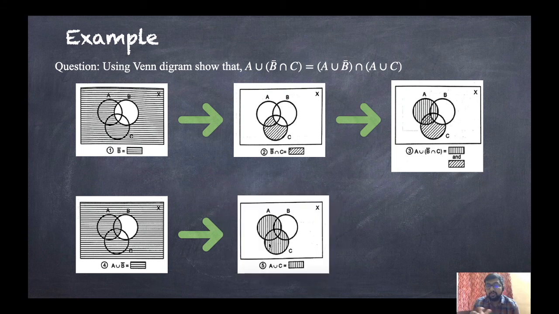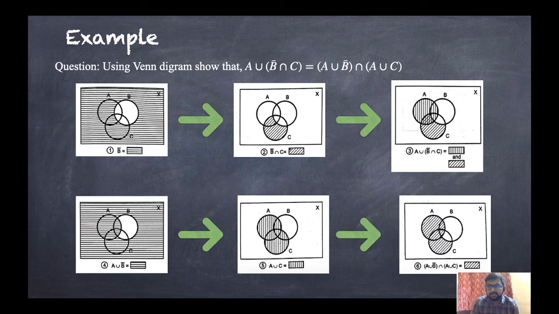Now we want to calculate the intersection of these sets, that means the intersection of these figures. What will be the intersection? See here, except this portion, everything will be there. So the next figure will be like this, and you can see that both the resultant figures are the same, so we are through.